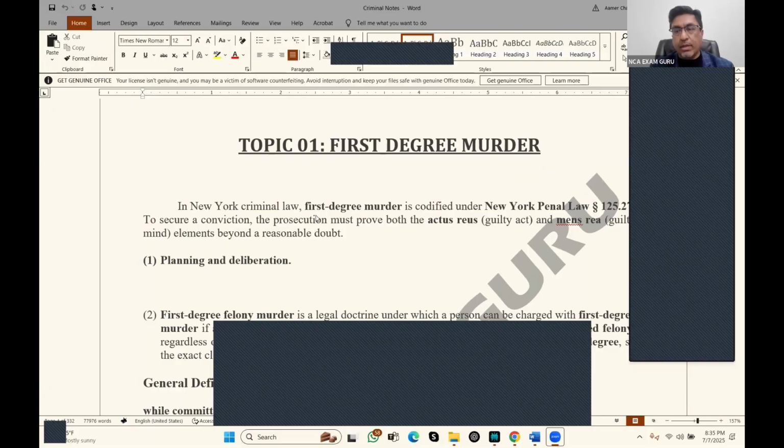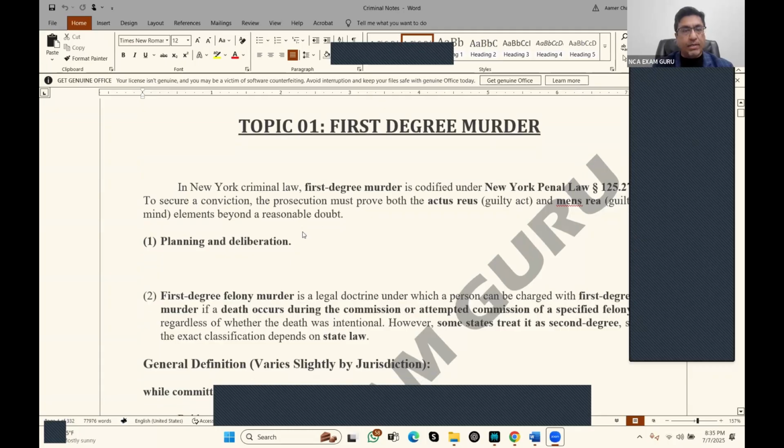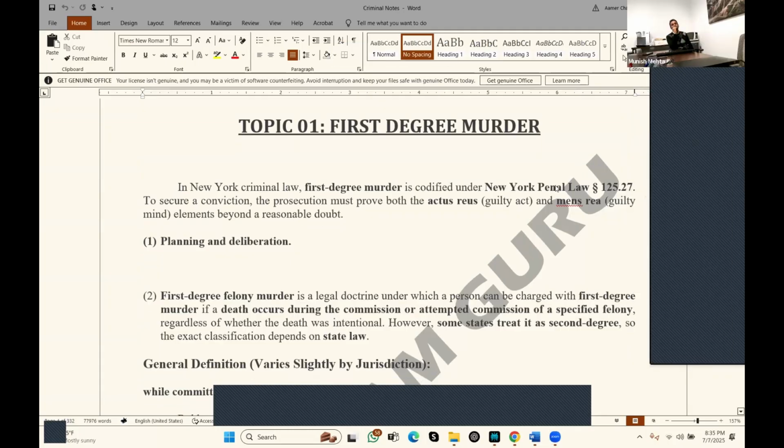Okay. And Manish bhai, is it possible to read this? If you want to see the New York penal section, this is the first degree murder section. Can you read? Yes, sir, sure. In New York criminal law, first degree murder is codified under New York. Read it carefully. This is not an English reading competition. In New York criminal law, first degree murder is codified. Okay.